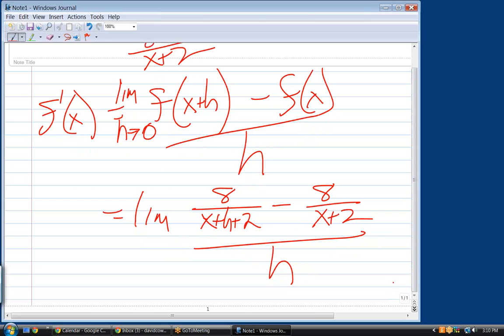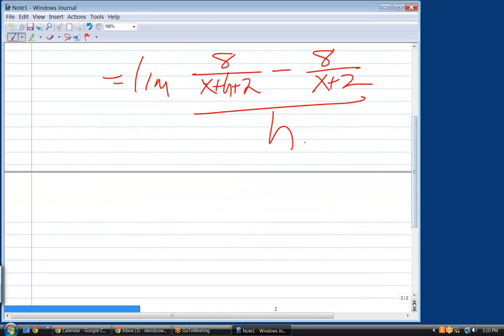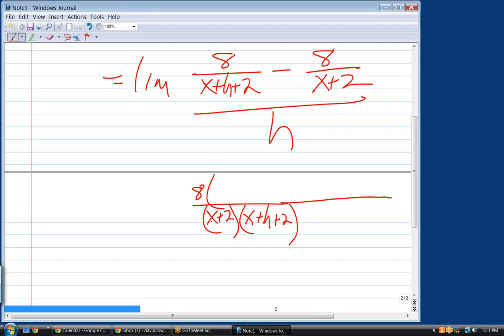These problems, all they are, is complicated algebra problems. In other words, what we always have to do next here is perform this subtraction. What's the common denominator? x squared. Well, let's leave it unmultiplied. In other words, let's leave it like this. That's the common denominator. What goes up left? 8 times x plus 2. And on the right? 8 times x plus h plus 2. And all of it's being divided by h.